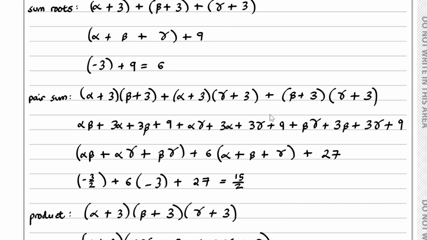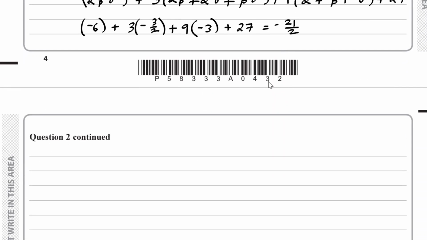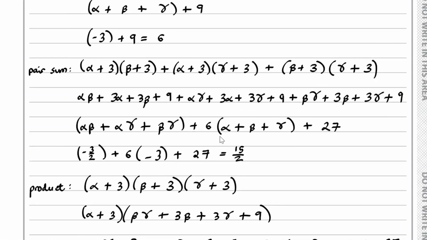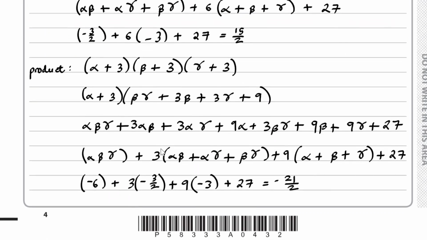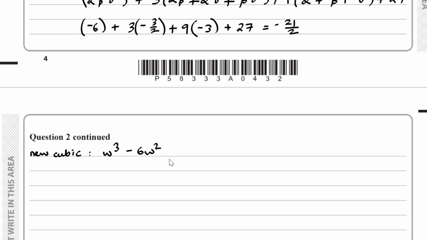So from this, we can find out what the new cubic is. The new cubic, we have w cubed minus 6w squared, so we reverse the sign of the sum of roots, and then we have 15 over 2 w.